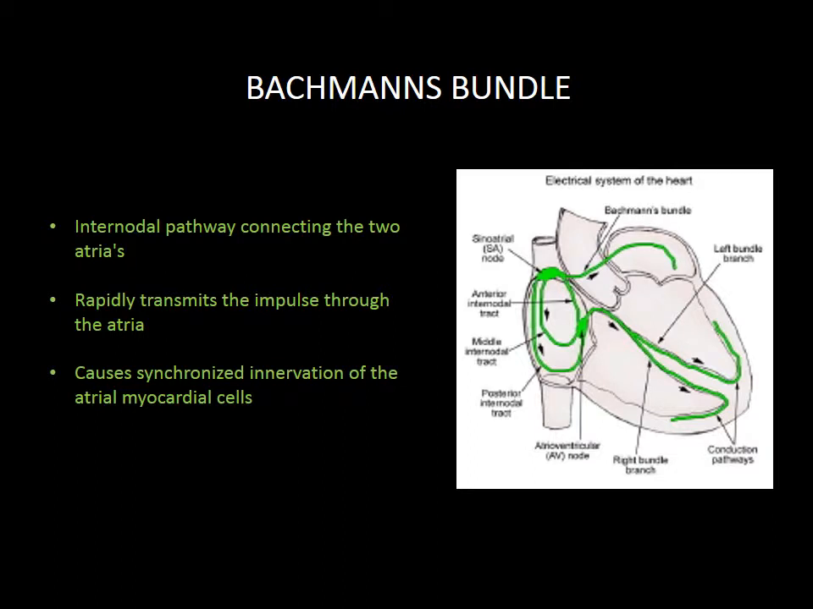The Bachmann's bundle is an internodal pathway connecting the two atria. It rapidly transmits the impulse through the atria, causing synchronized innervation of the atrial myocardial cells. Here we have the Bachmann's bundle right here. Let's move on to the next slide.